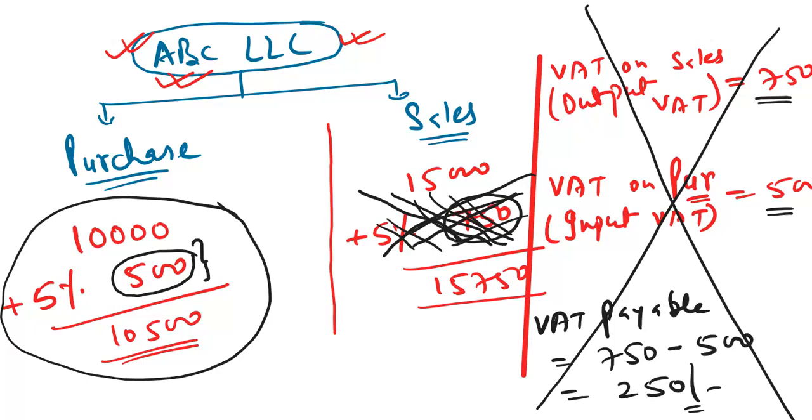You can't do this kind of calculation: VAT on sales minus VAT on purchase, the VAT payable. So every single time when you are an unregistered person and you purchase the product and pay 5% VAT on that, you can't collect that amount back while selling the product. So every single time you are compromising 5% of your profit margin.